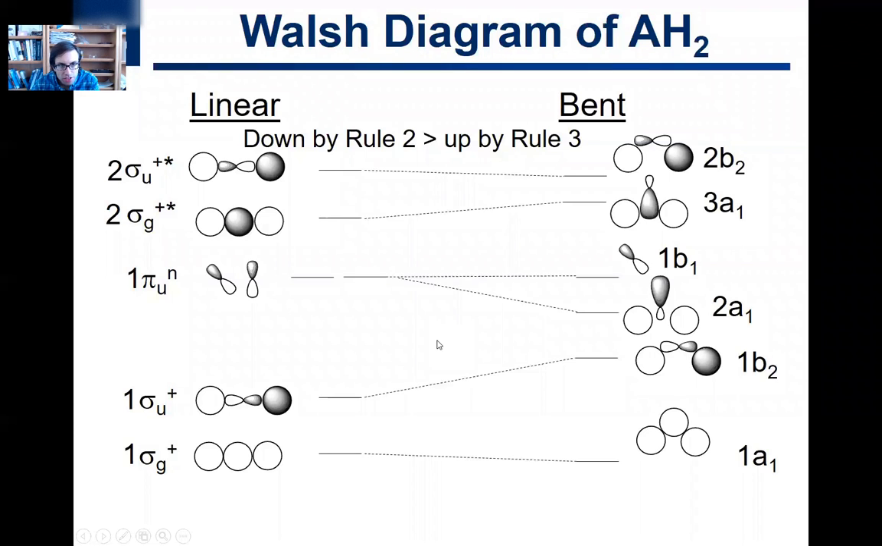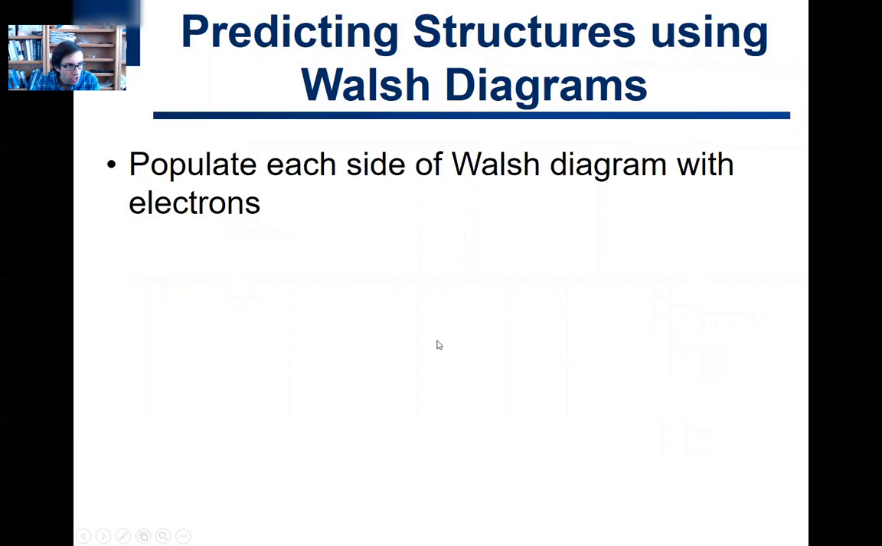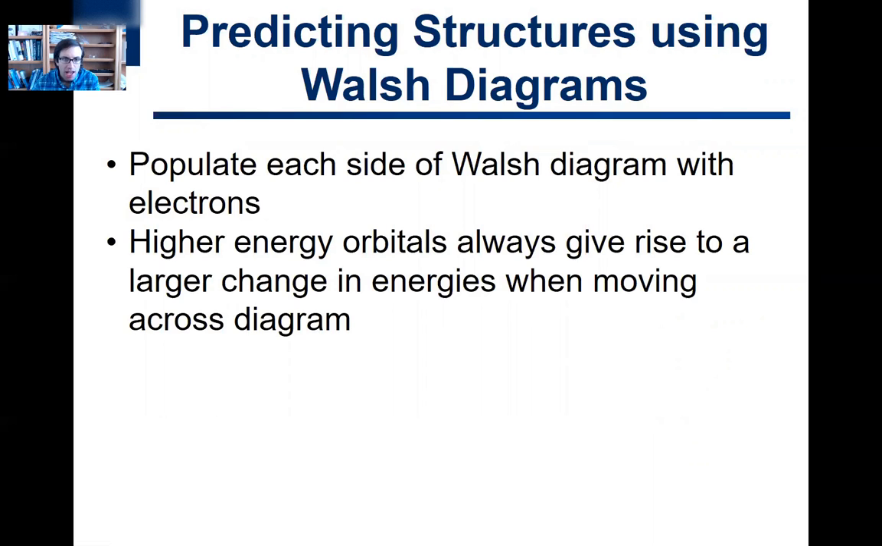So now we're ready to make predictions about structures. And so we're going to populate each side of the Walsh diagram with electrons. Higher energy orbitals will always give rise to a larger change in energies when moving across the diagram. And this is where I talked briefly in the beginning of the chapter about how a large LUMO to HOMO gap will give rise to a more stable molecule.